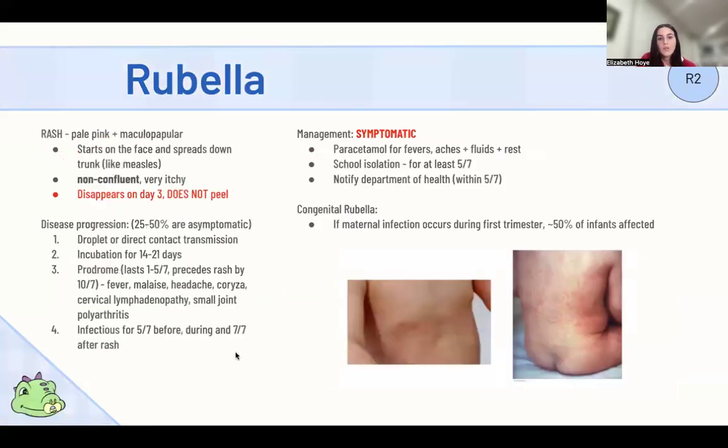The next rash I'll talk about is rubella, which is very similar to what measles looks like. But the way to differentiate it is to remember that rubella is non-confluent, very itchy, and doesn't peel at all. It's usually a lot quicker than measles, and should disappear by day 3. Symptom management is, again, pretty much the same as measles, and you have to isolate for at least 5 days from school, and then also notify the Department of Health within 5 days.